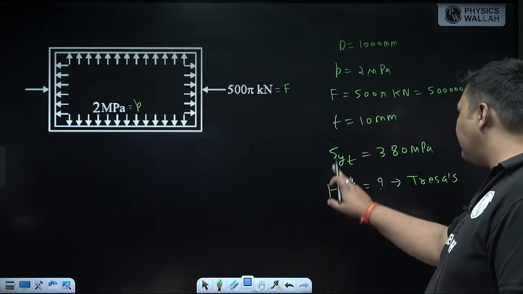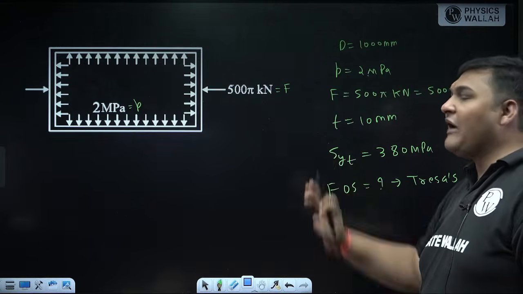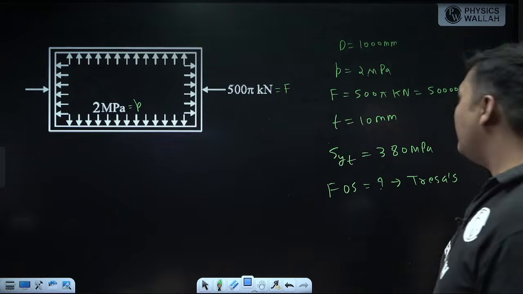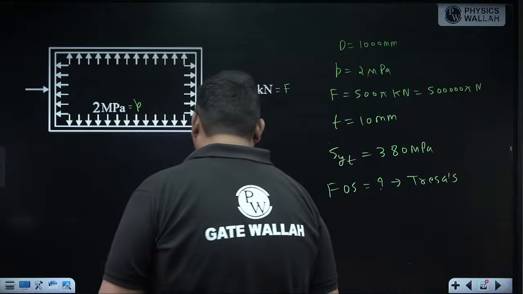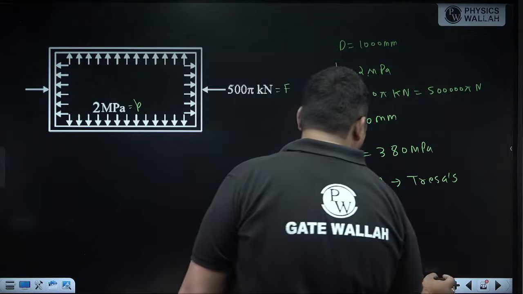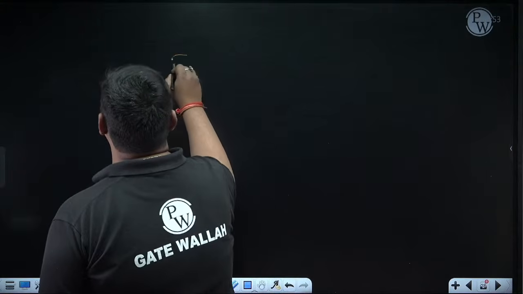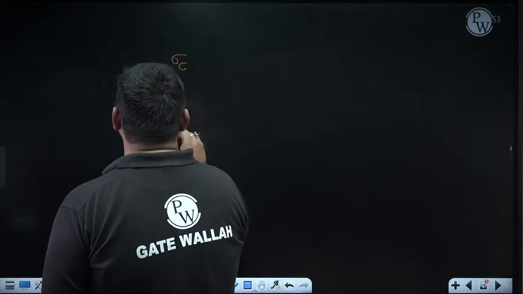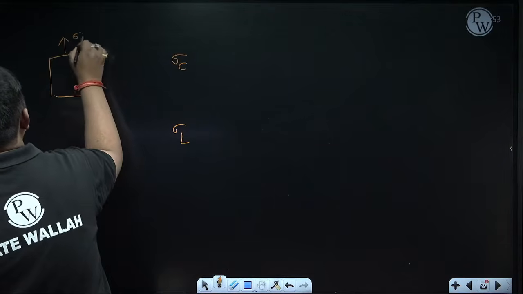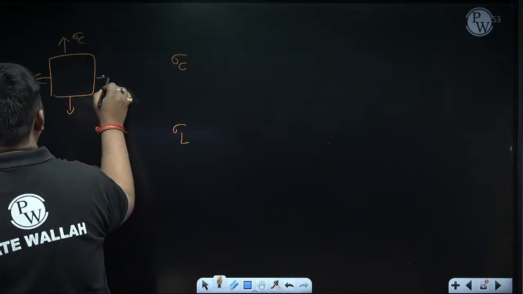Finding the factor of safety is a question of machine design, but finding stress at the critical point is a question of strength of material. Now, whenever we see a thin cylinder subjected to internal pressure or axial force, mainly three types of stress are induced: circumferential stress, longitudinal stress, and radial stress. Radial stress I will write later. Suppose this is circumferential, this is longitudinal.